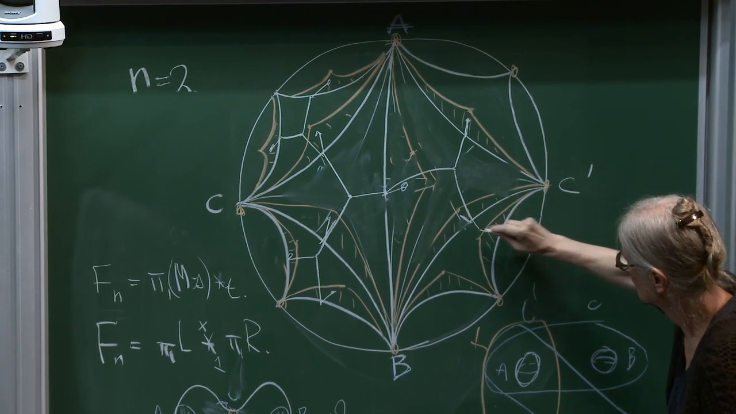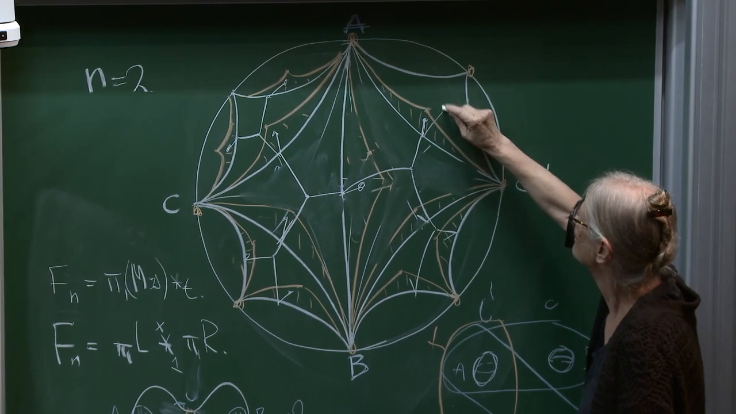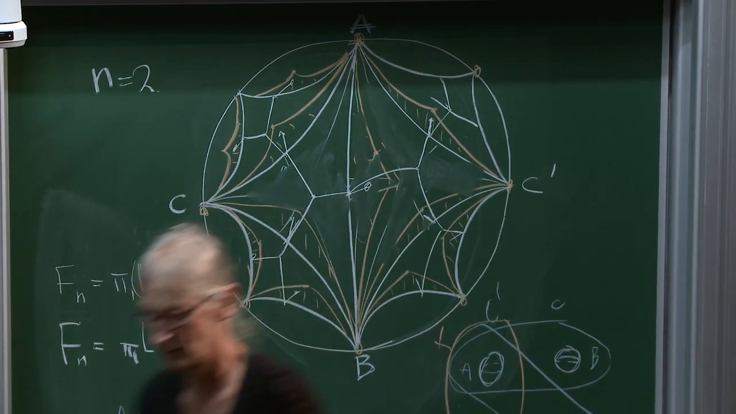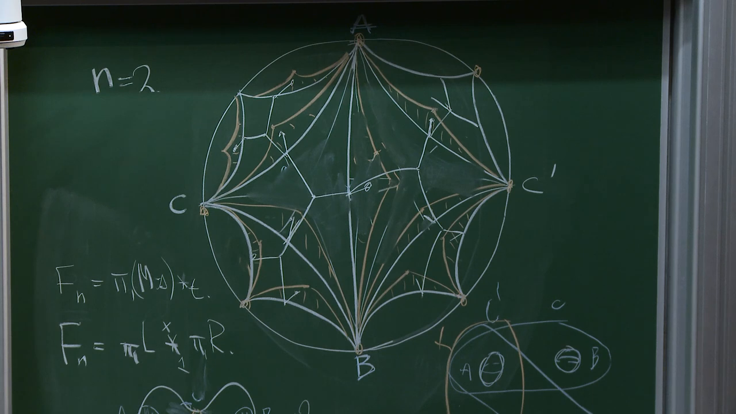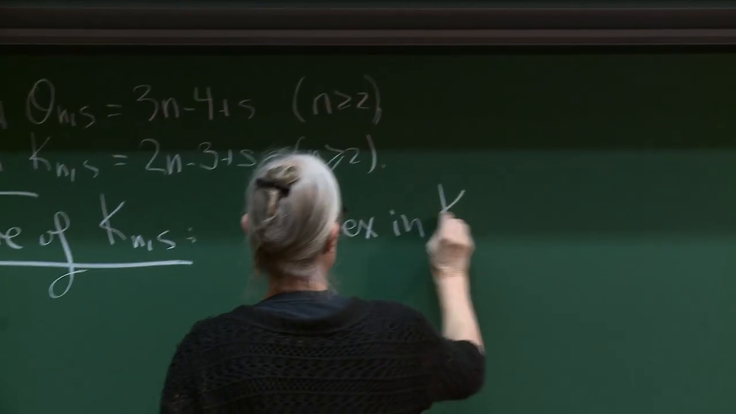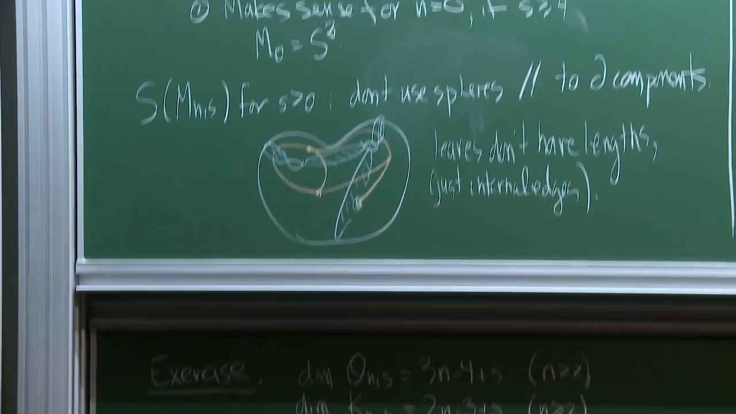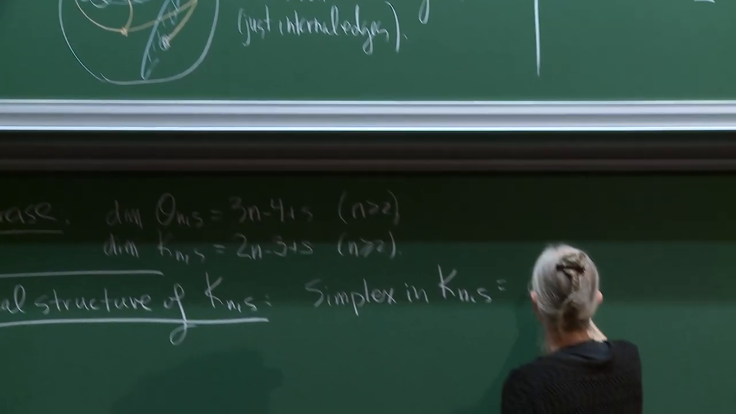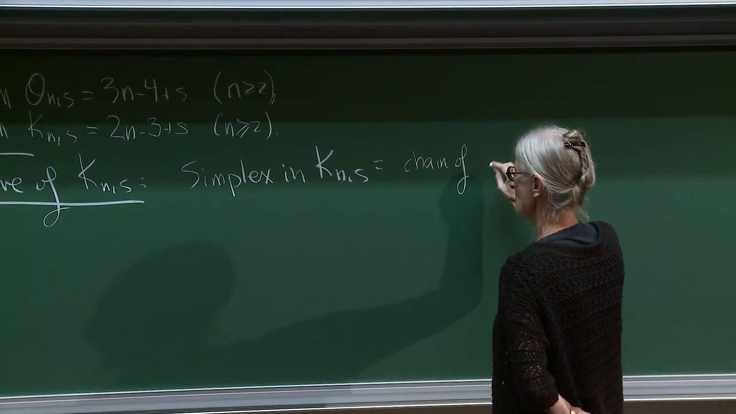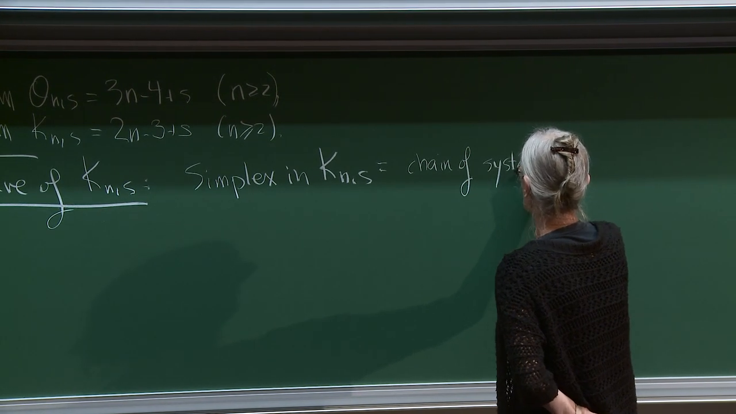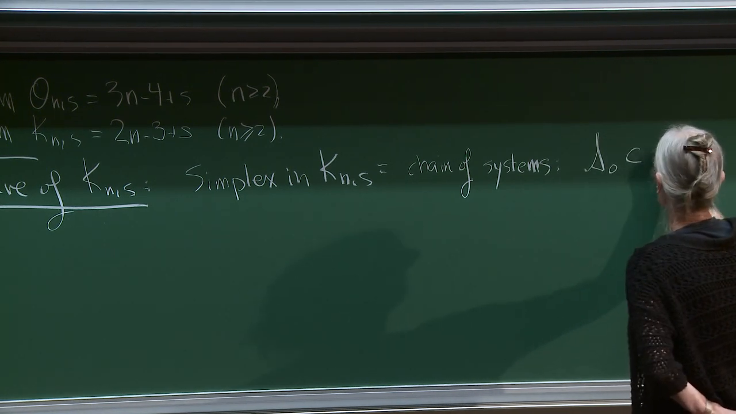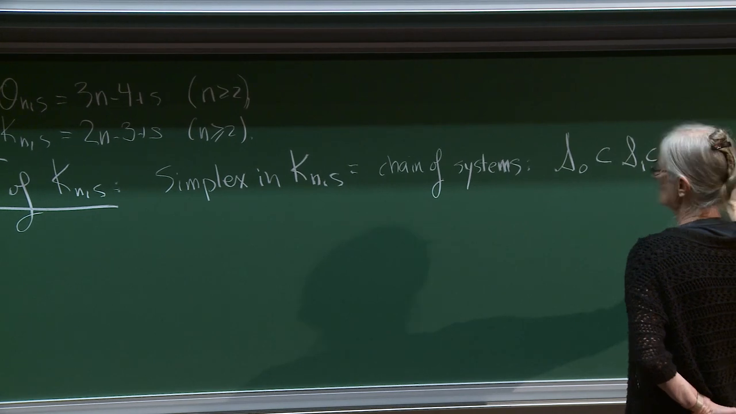I guess I'm not quite done. Should have drawn it in a different color. So that's why it's called a spine, it looks kind of spine-like. Okay, so what does KNS look like? Well, what's a simplex in KNS? First of all, it's in the barycentric subdivision, so it's a chain of subgraphs of systems, S0 contained in S1 contained in SK. This is a K simplex.